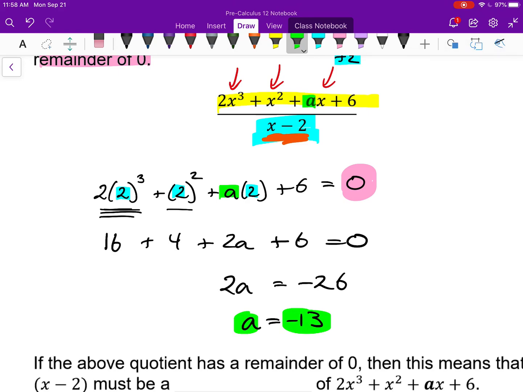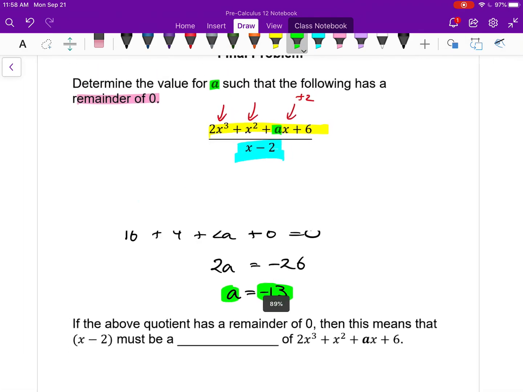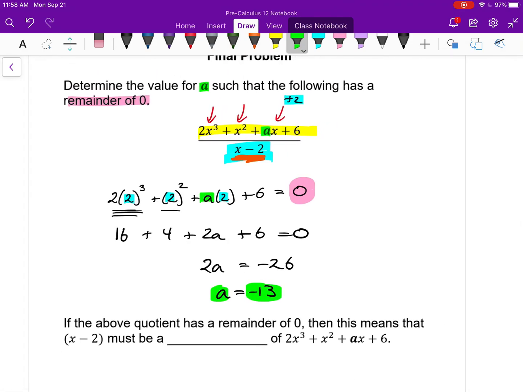I have nothing against division, but using the remainder theorem, I could really quickly get there. Which leads me to the last step. If this expression here in yellow, when you divide by x minus 2, has a remainder of 0, that tells us something. If the above quotient has a remainder of 0, that means x minus 2 must be something of that.